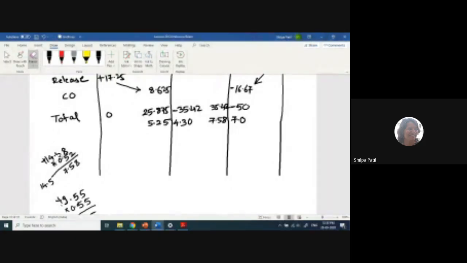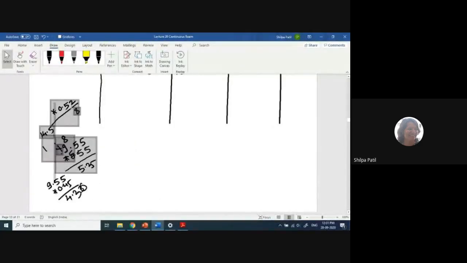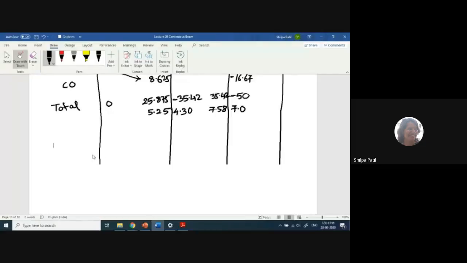I will erase all this now. This is very tedious now. Now, what is the next step? This step is actually the balancing step. So it is called balance. This is balancing of moments. So after balancing, the next step is carryover. Carryover of these moments will be there.